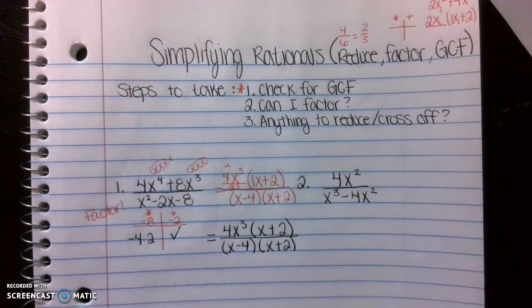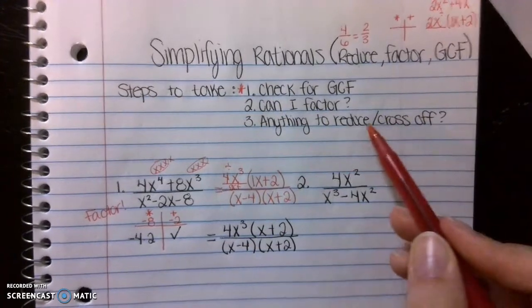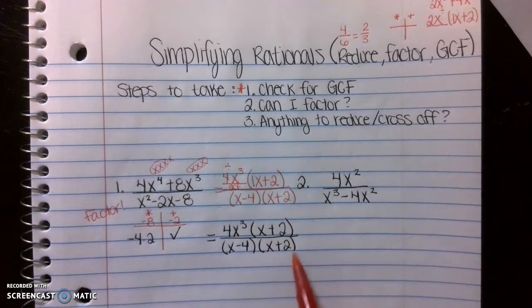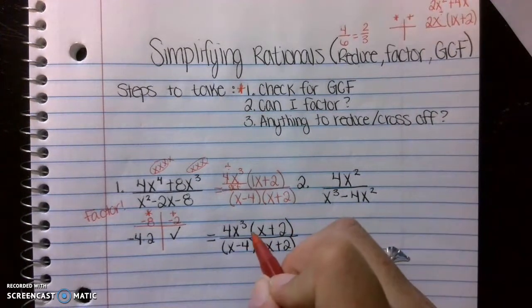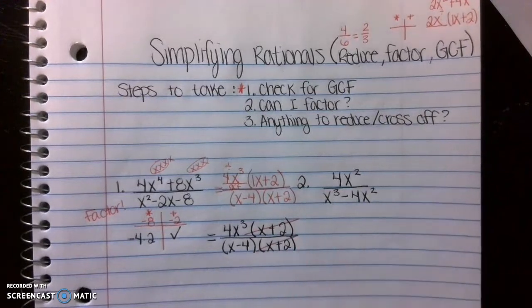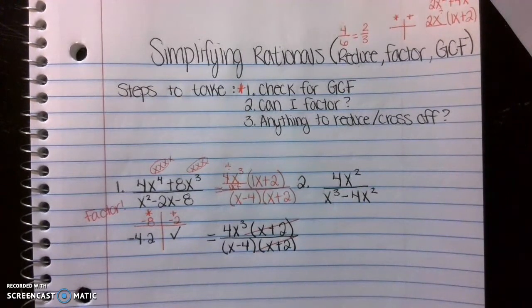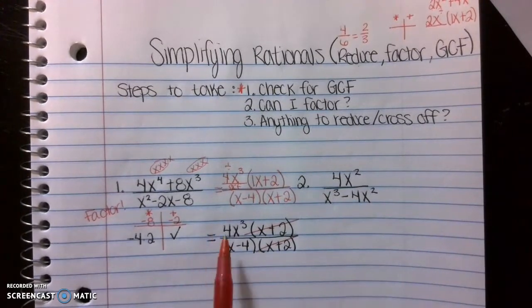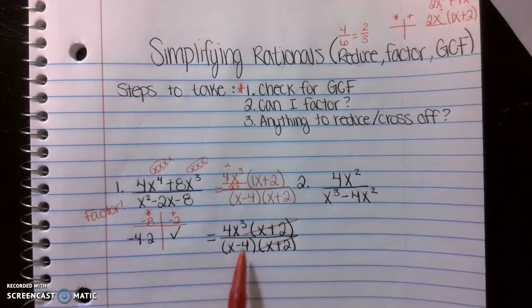So our third step is here, can we simplify or reduce or cross anything off? Okay, now remember these parentheses are super important because they're all one group. I see I have an x plus 2 and an x plus 2 on the bottom. So I'm going to go ahead and cancel those. Now let me ask you a question and think to yourself, can I cancel these 4s? It's the same thing on top and bottom.